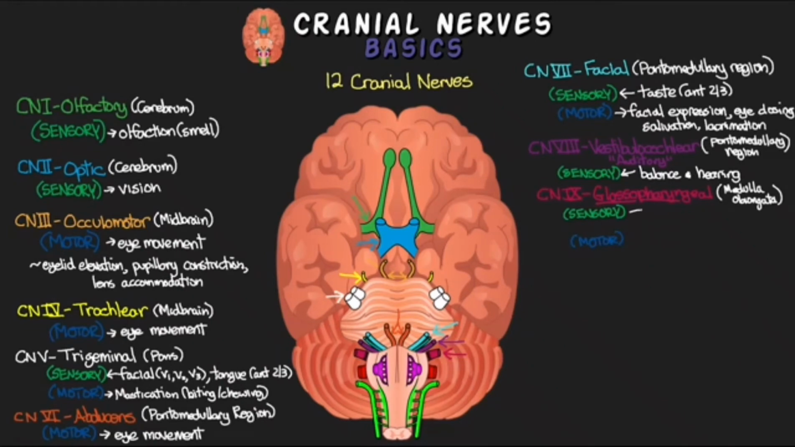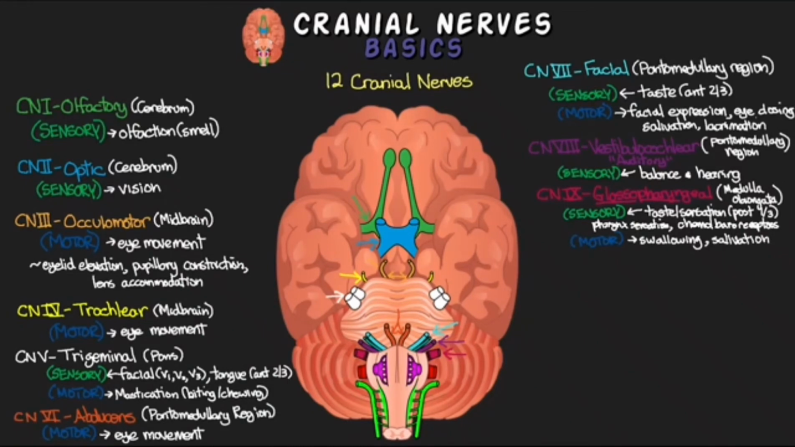Now, for the sensory portion here, again, we're dealing with taste, but now we're talking about the posterior 1/3 of the tongue. We're also dealing with the sensation of that portion of the tongue, the sensation of the pharynx, and then we also get input from our sinus and our carotid chemo and baroreceptors. And this is partially shared with cranial nerve 10 that we'll talk about in a minute. Now, the motor function of this nerve is in muscles dealing with swallowing, and it also aids in our salivation.